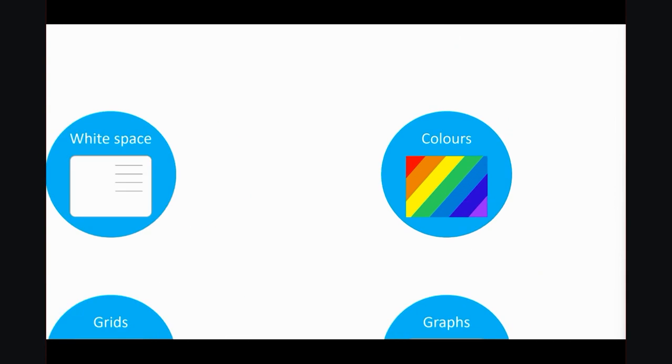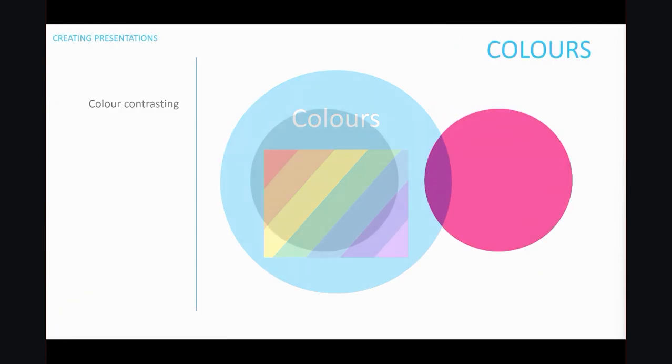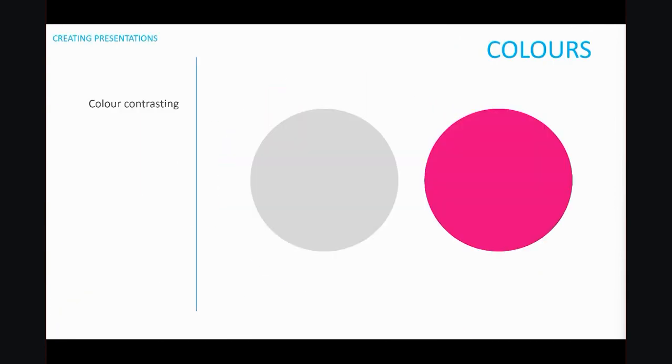Let's have a look at colours. Colour contrasting to start with. Choosing the right colours is crucial to how your presentation is going to look and, more importantly, be viewed. Colour blindness affects around 10% of the population, so making sure your presentation doesn't fall foul of bad colour choices is key. The Web Content Accessibility Guidelines state that colour contrast should be 4.5 to 1 or above to ensure everyone can see it properly.